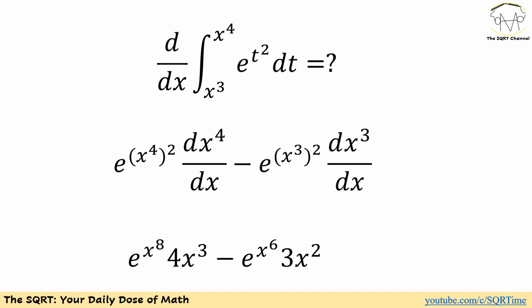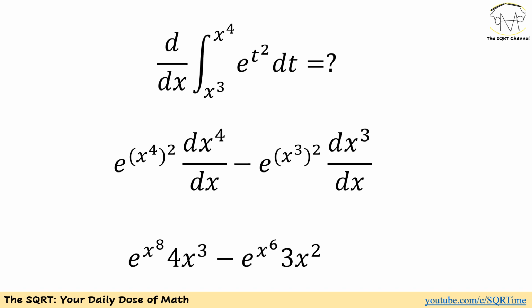Now let's focus on the first component, which is the function in the upper bound. We are going to have the function in the upper bound, which is e to the power of t squared, and we are going to replace t with x to the power of 4, and then we need to take the derivative of the upper bound with respect to x, and the upper bound here is x to the power of 4. So we are going to take the derivative of that, and then we need to multiply these two together. So the first component is going to be e to the power of x to the power of 4 to the power of 2 times the derivative of x to the power of 4 with respect to x.